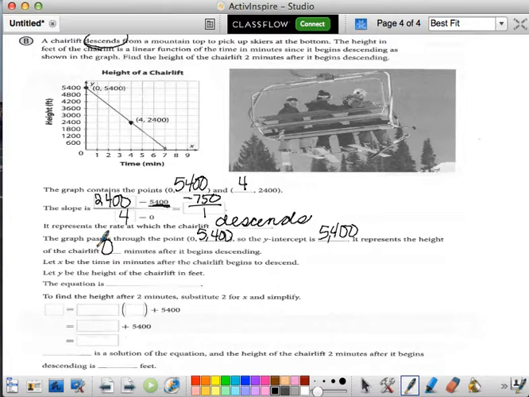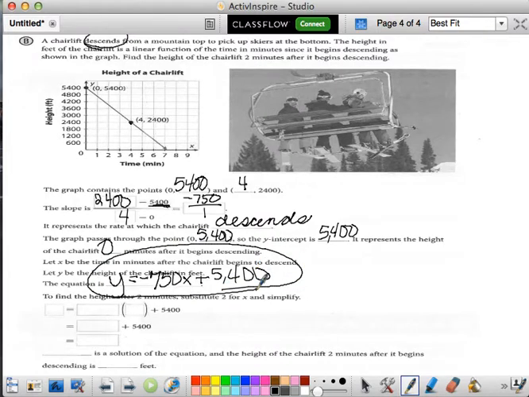Okay, so we're going to let x be the time in minutes after the chairlift begins to descend. Y is the height of the chairlift in feet. So in our equation, our height is equal to a descending rate of negative 750 times however many minutes we descend for, plus 5,400. Now I was able to put together my slope-intercept form based on my information.